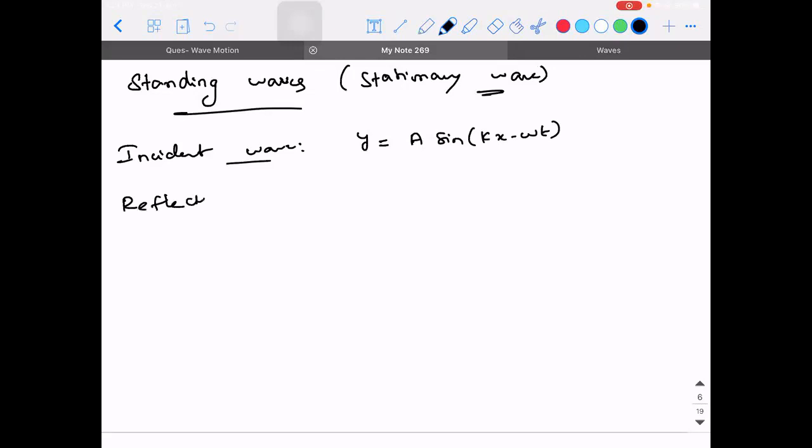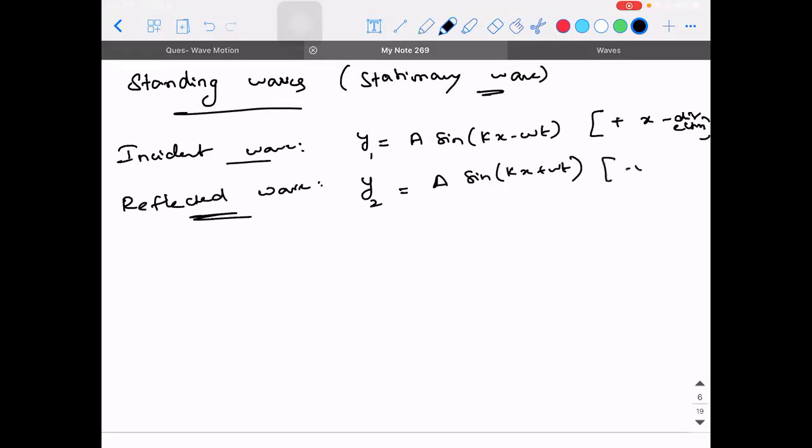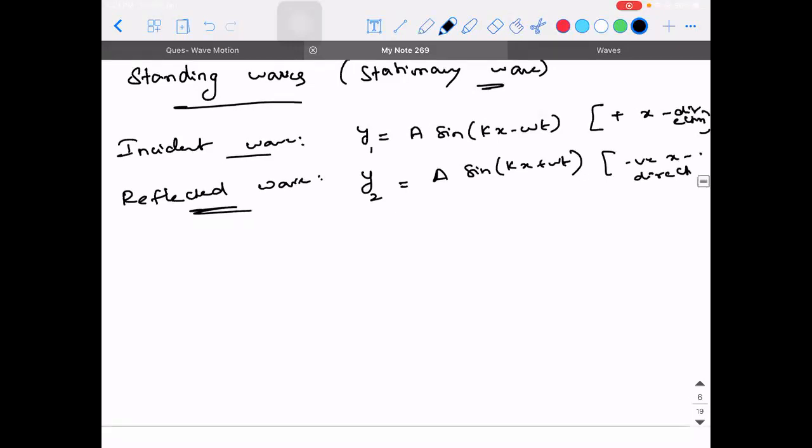Then the reflected wave, when I say reflected wave, it is going to travel in which direction? Now tell me one thing, guys. This is the first wave. The incident wave is traveling in which direction according to my equation? Positive x direction. So if it has to be a reflected wave, it has to travel in the negative x direction. If I call that reflected wave a sine of kx plus omega t, then it is going to travel in the negative x direction. That's what I understand.